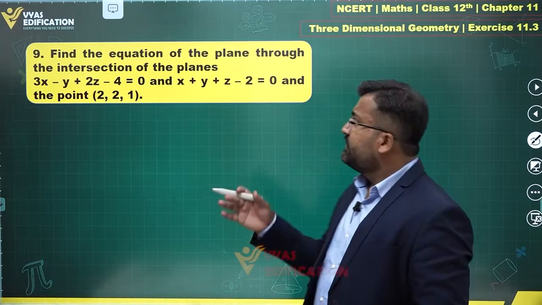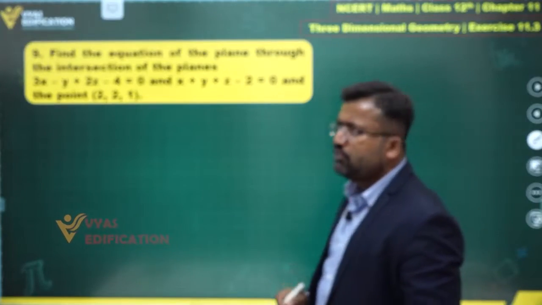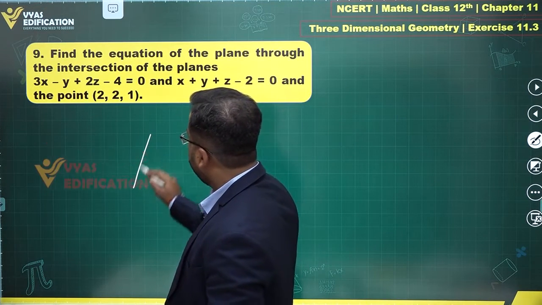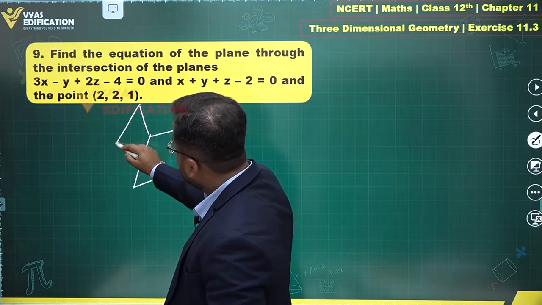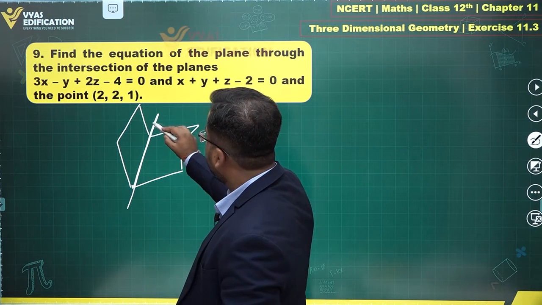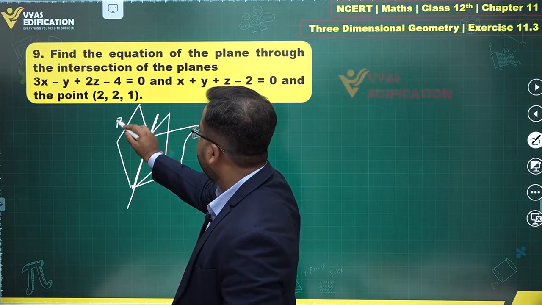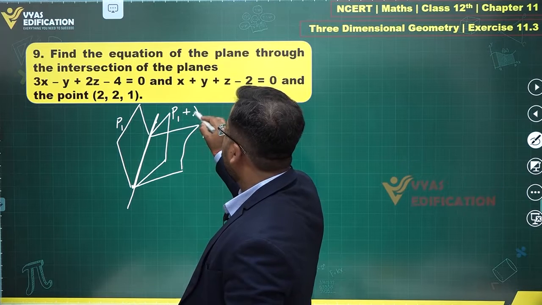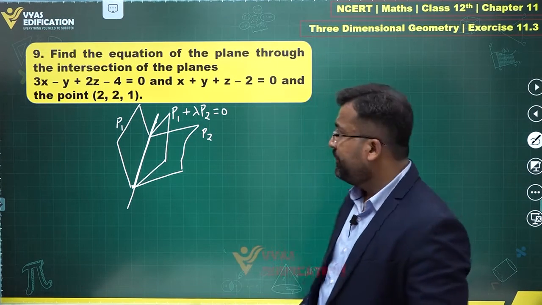Question number 9 says, find the equation of the plane through the intersection of the planes this and the point 2, 2, 1. Okay, so we're talking about planes passing through the points of intersection of two planes. For example, these are two planes having this line of intersection. And if you want another plane passing through these points, then if this is plane 1, this is plane 2, the equation of this will be P1 plus lambda P2 is equal to 0. That's how you write the equation, right?